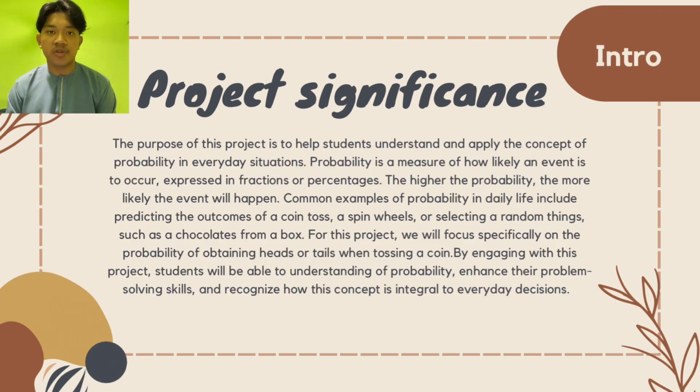So we are going to move to the next page, which is project significance. The purpose of this project is to help students understand and apply the concept of probability in everyday situations. Probability is a measure of how likely an event is to occur, expressed as a fraction or percentage. The higher the probability, the more likely the event will happen. Common examples of probability in daily life are tossing a coin, spinning a whisk, or selecting a random item, such as selecting a chocolate from a box.